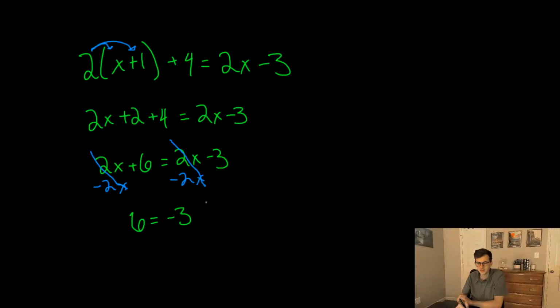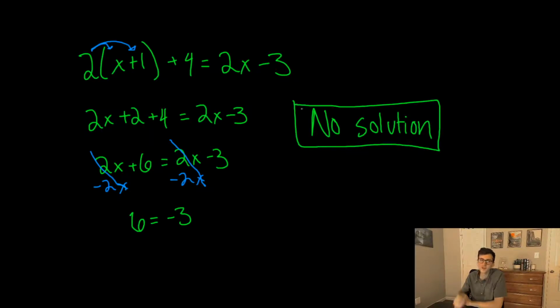Now, does 6 equal negative 3? Well, no, it doesn't. Because this was my simplified form, and you could even add and subtract, no matter what you do, you're going to get one number equal to a different number, which we know is not true. And what this means is that no matter what value you put in for x, you're never going to get a solution. So here, my answer is that there is no solution. There's no solution to this equation.